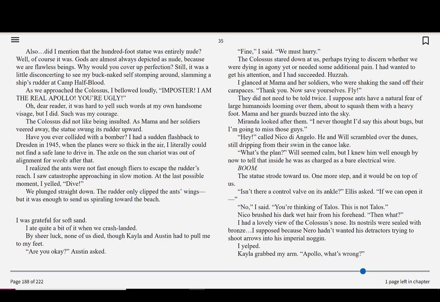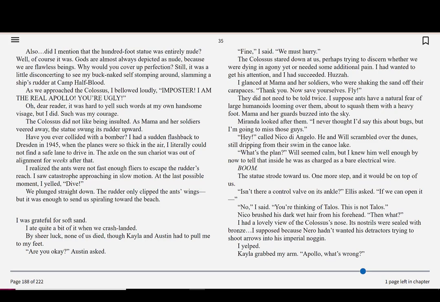Oh, dear reader, it was hard to yell such words at my own handsome visage, but I did. Such was my courage. The Colossus did not like being insulted. As Mama and her soldiers veered away, the statue swung its rudder upward. Have you ever collided with a bomber? I had a sudden flashback to Dresden in 1945, when the planes were so thick in the air I literally could not find a safe lane to drive in. The axle on the sun chariot was out of alignment for weeks after that.